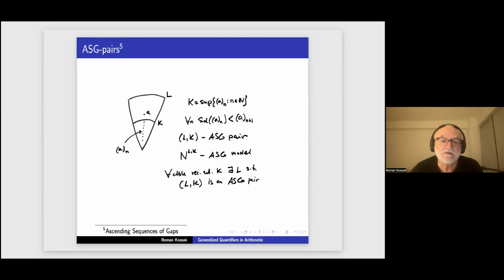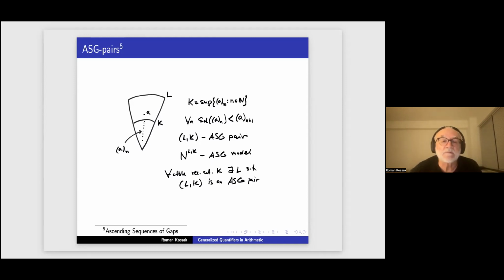Svorinsky would say ascending sequences of skies, but for some reason in the book we switched from skies to gaps. And so this pair LK is an ASG pair if there is some element in the extension that codes an ascending sequence of elements, those ANs, such that each next element is larger than the Skolem closure of the previous one. So every next element is above the smallest elementary submodel that contains the previous one. So those are ASG pairs.